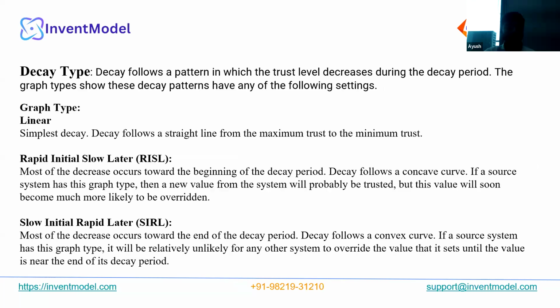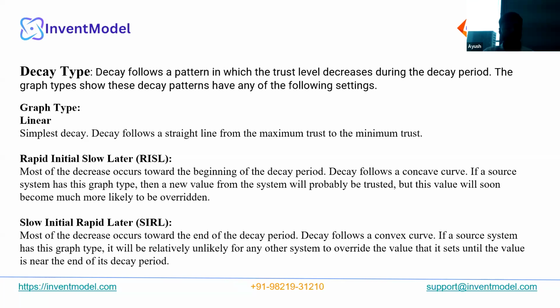The next is decay type. Decay follows a pattern in which the trust level decreases during the decay period. Through this we can define how our trust value will decrease over the decay period. We have the following three types of graph through which we can define how our trust value will decrease over the period. The first one is linear. Linear is the simplest decay. In this graph type, decay follows a straight line from the maximum trust to the minimum trust.